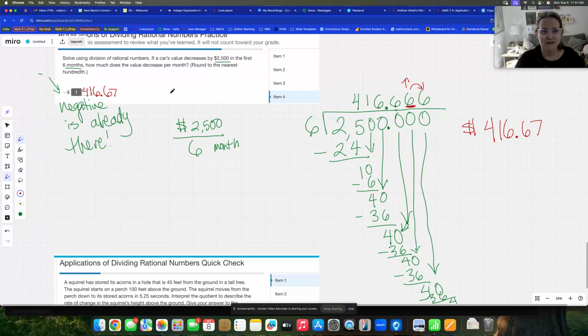All right. So in this one, big takeaways are that you just pay attention. If they put the negative here, don't put it again in the box. Okay. And then in this problem, we had to round up because when we looked next door, it was 5 or more.